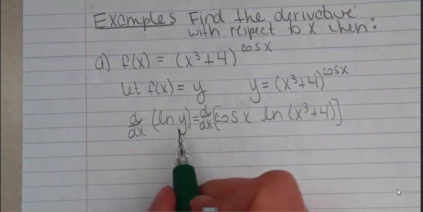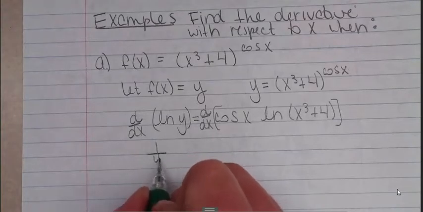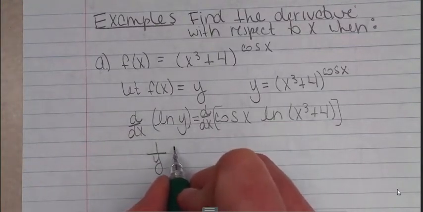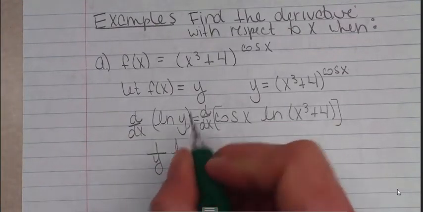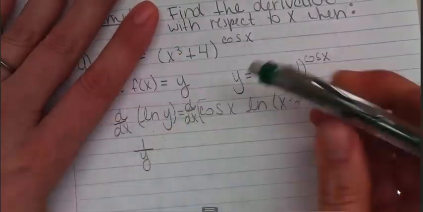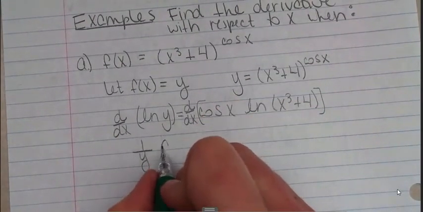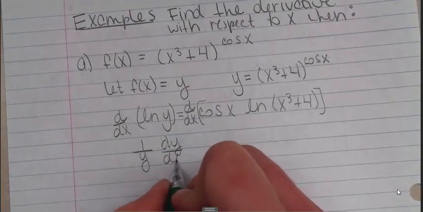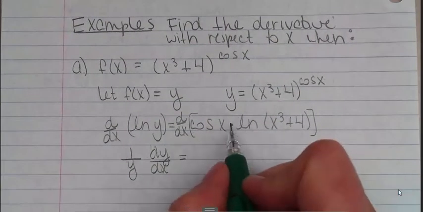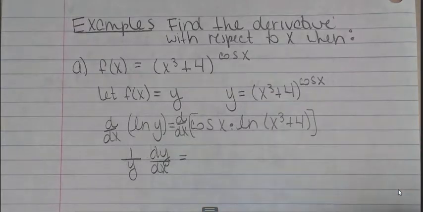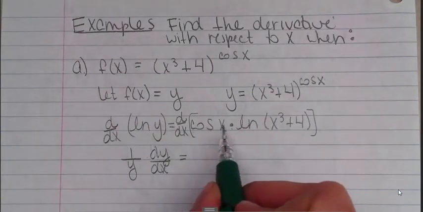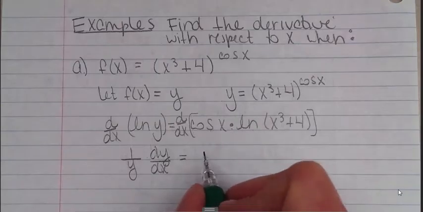Okay, well the derivative of ln of y is going to be 1 over y times the derivative of the inside, which is the derivative of y with respect to x. What I see on the right hand side here is a product. So I'm going to use the product rule to take the derivative of the right hand side.